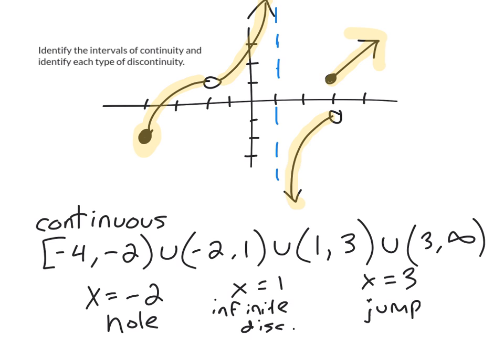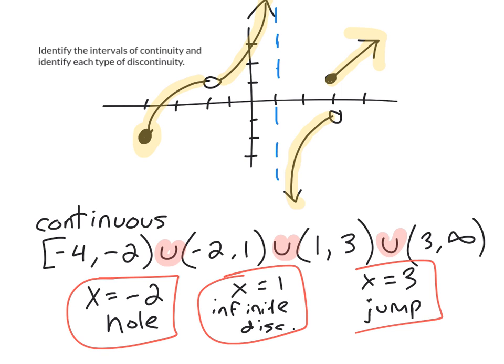Our discontinuities occur at x equals negative 2, which gives us a hole, x equals 1, which gives us an infinite discontinuity, and x equals 3, which gives us a jump. Note that you have one discontinuity for each of those union symbols within your interval notation. And we do want to specifically name the type of discontinuity, and we want to make sure that we identify the x value where it occurs. So this type of a written out solution is what would give you full credit on an assessment for standard 3 continuity. Thank you guys.